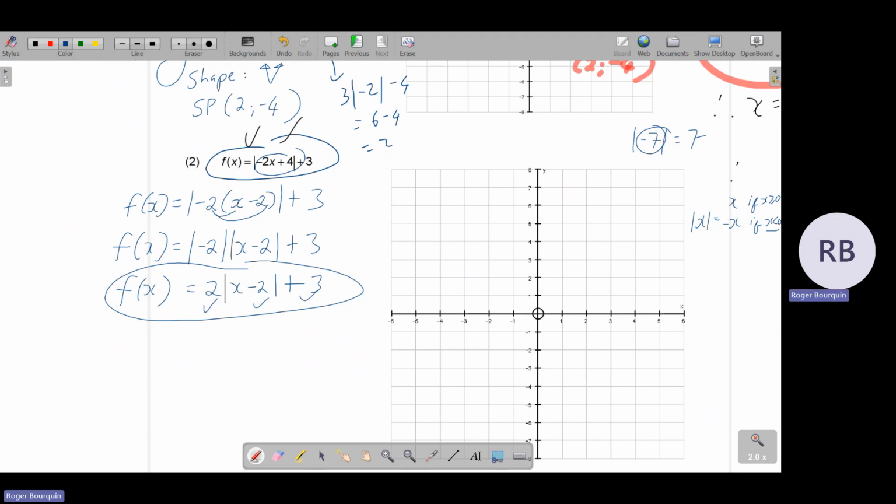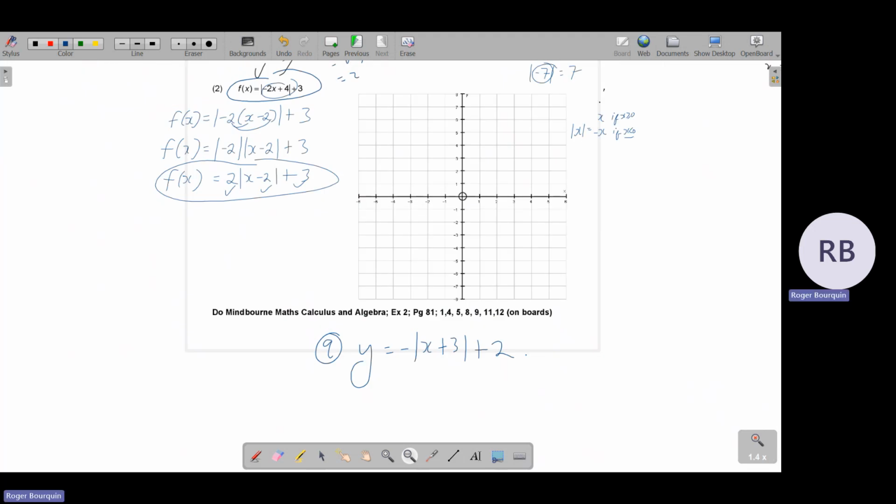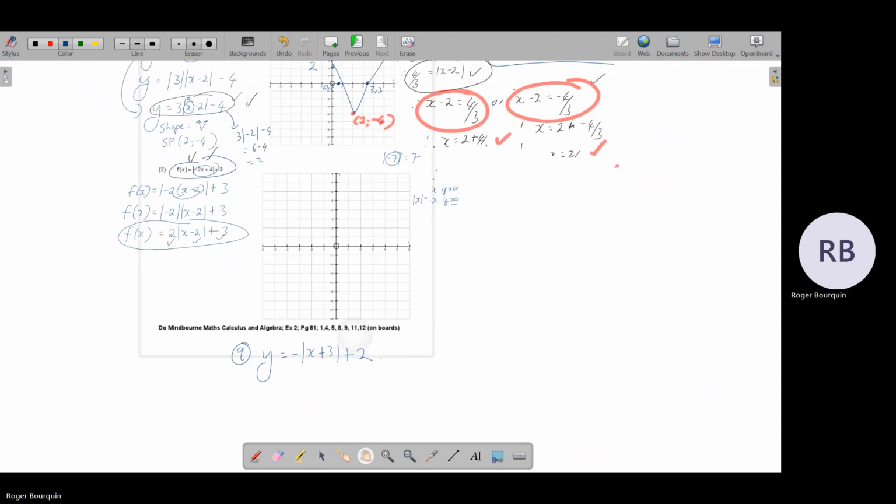I want you to do this one next. We're not going to have time for more than one. Your salient point, you've gone 2 to the right and you've gone 3 up. So it's 2, 3. And the shape is positive.